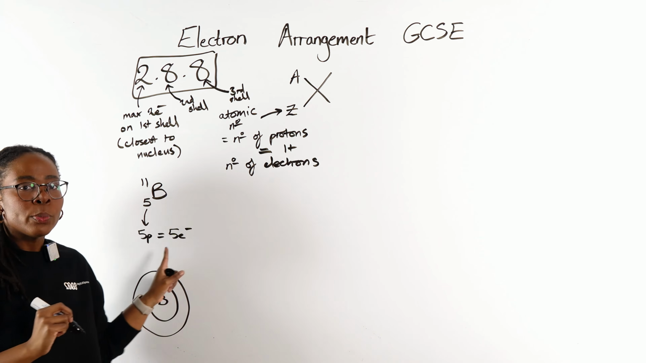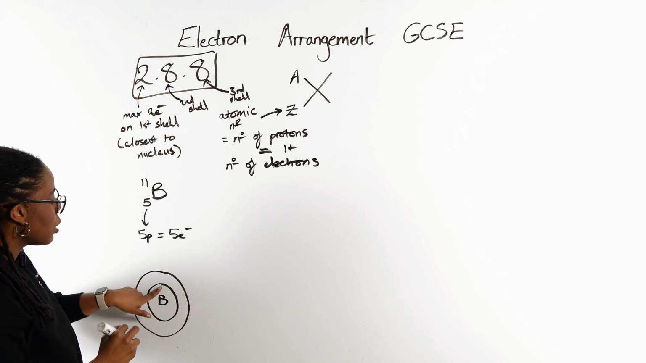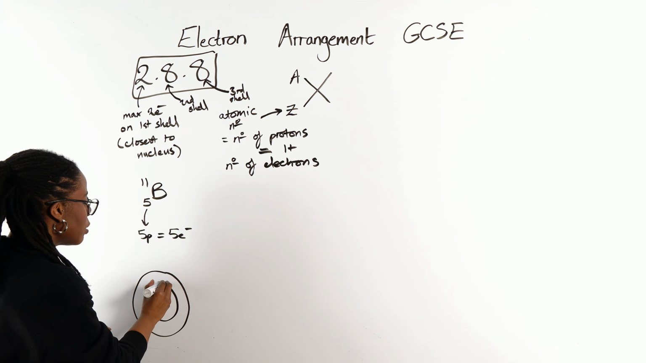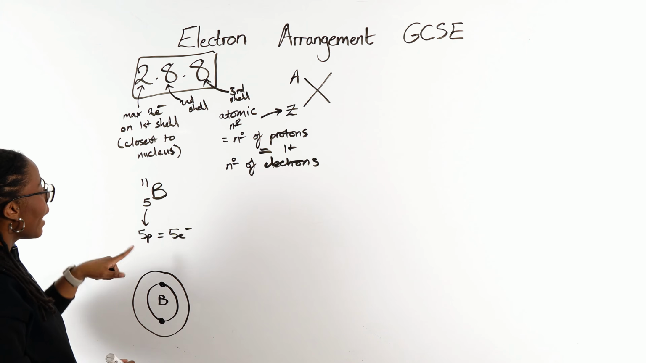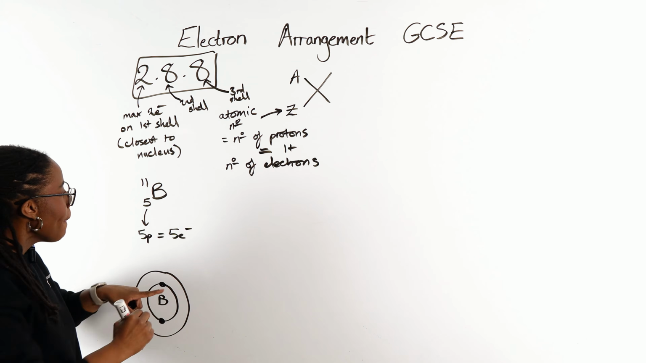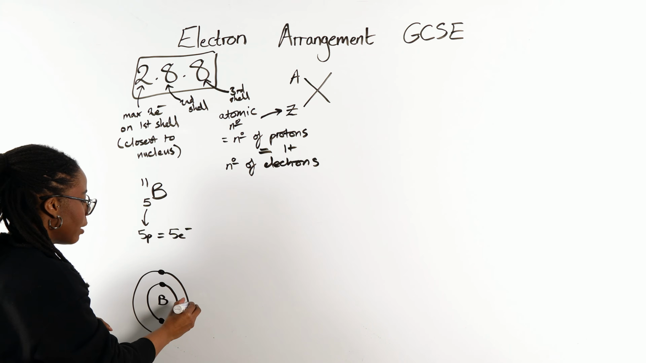Okay, so how will we do this for boron's 5 electrons? Well, our first shell closest to the nucleus can hold 2 electrons. I'm going to choose dots. You can also choose crosses. And now that that first shell is full, our remaining 3 electrons need to go on the second shell.